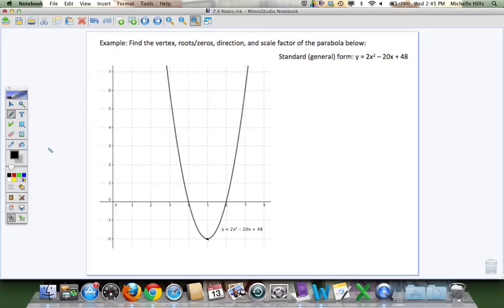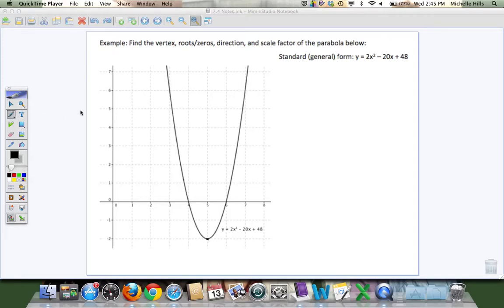So what I can actually tell from the equation is that this parabola opens up because the coefficient of the x squared is positive, and that it has a stretch factor of 2 because the coefficient of the x squared is 2. That's all I really know. I can't tell what the vertex is. I can't tell the roots; looking at the graph, it crosses the x-axis at 4 and 6, but I can't tell that just by looking at the equation. But what I can tell just from the equation is that it opens up and that it has a stretch factor of 2.